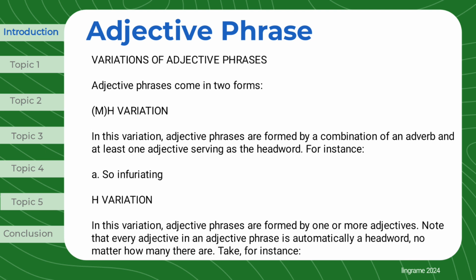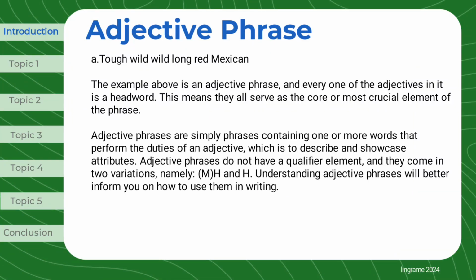Take, for instance, tough wild long red Mexican. The example above is an adjective phrase, and every one of the adjectives in it is a head word. This means they all serve as the core or most crucial element of the phrase.